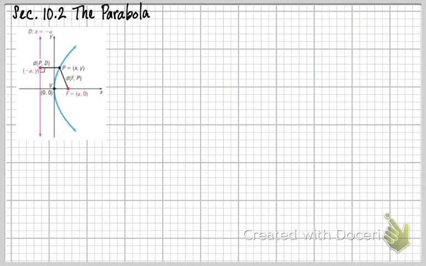So here it is. Here's a sideways parabola, and this is something that might be new to some of us. We're going to actually just talk about this and kind of break it down a little bit. So do you remember the equation from the previous page? It was d(F,P) equals d(P,D), capital D.